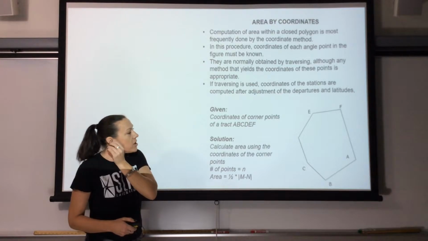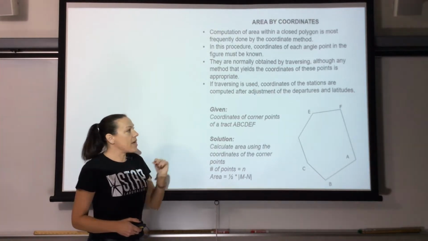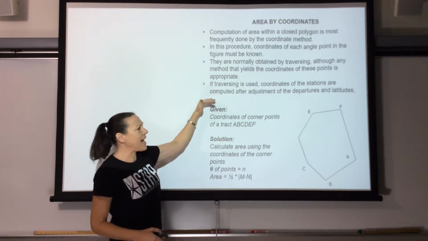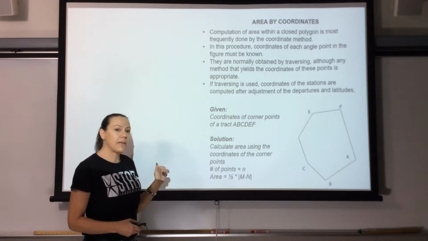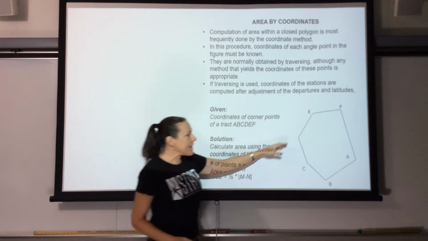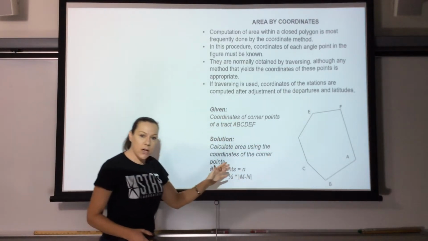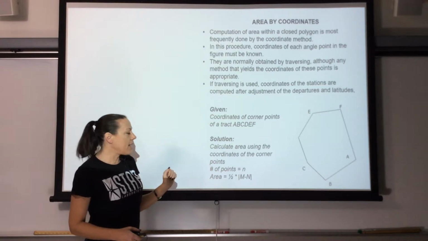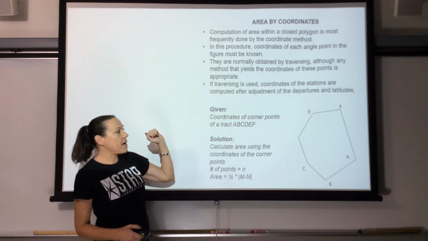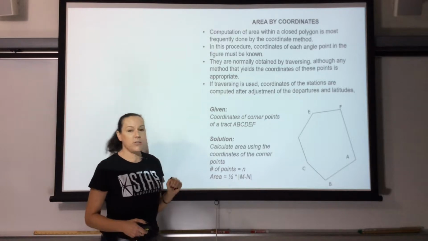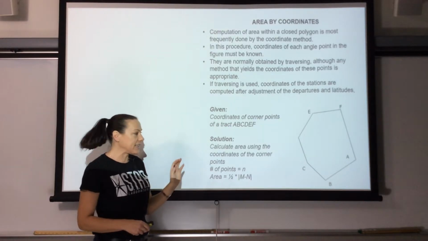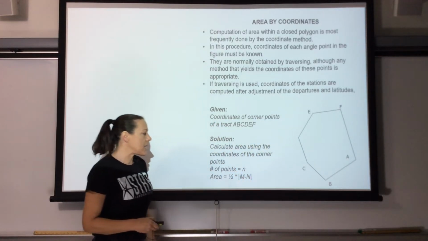So we're going to use that to solve for the area. Now, you have to have a closed traverse. That means we've already balanced the interior angles. They close to a perfect theoretical polygon. And we have the adjusted latitudes and departures that basically say that it's completely closed at the end.